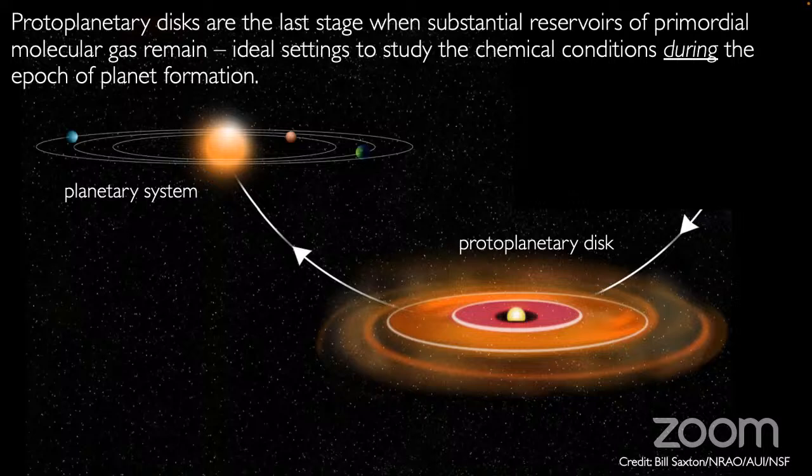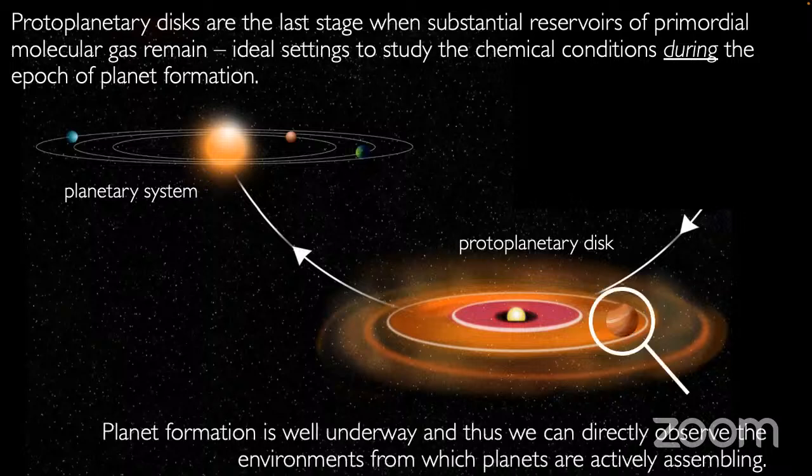All right, so I have to thank all the previous speakers for introducing protoplanetary disks and why we should care about planet formation. Hopefully you all do care. The one thing that I just want to stress here is that protoplanetary disks are really the last stage when we have substantial reservoirs of primordial molecular gas. And so they're the ideal places to understand the chemical conditions in which planets are forming. And in many of these systems, planet formation is well underway. And so we're really looking at the environments where planets are directly assembling.